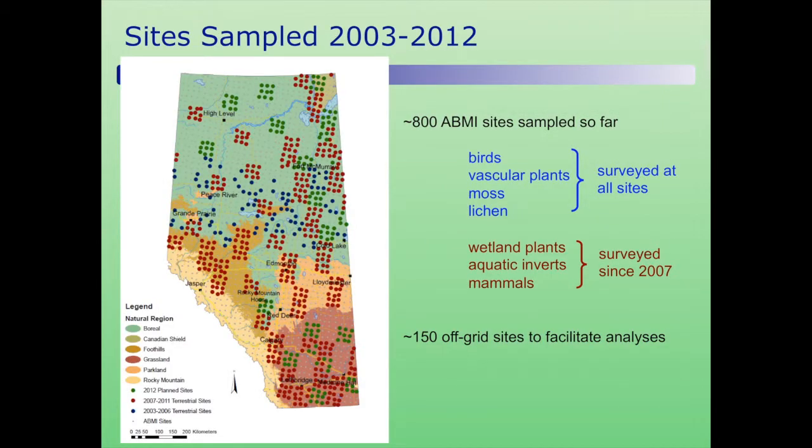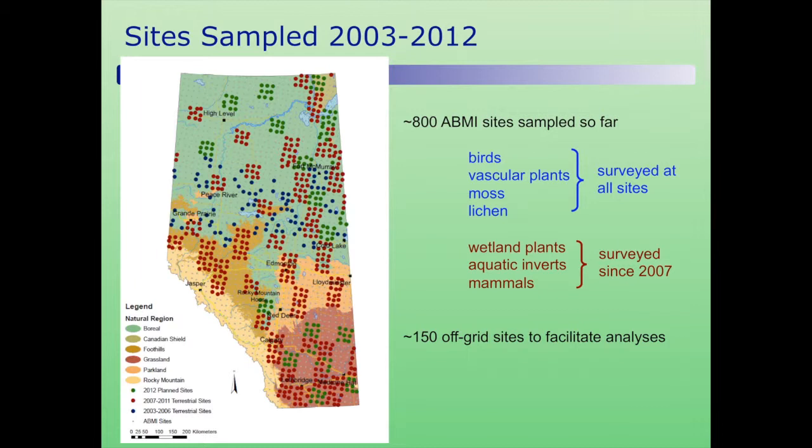At present then, in the ABMI, we've sampled about 800 sites throughout Alberta and about 150 off-grid sites. When we first started doing the ABMI, we were just going with these on-grid sites. They said, that's what you use to monitor change in the province. But to develop models, these off-grid sites are critical. We've very quickly decided we needed to spend about 20%, 25% of our effort on off-grid sites, just so we could do the modeling that was required to actually be able to detect change.